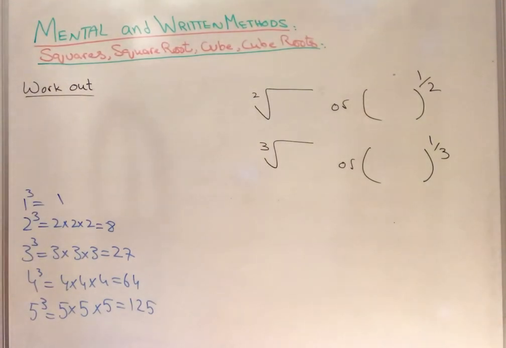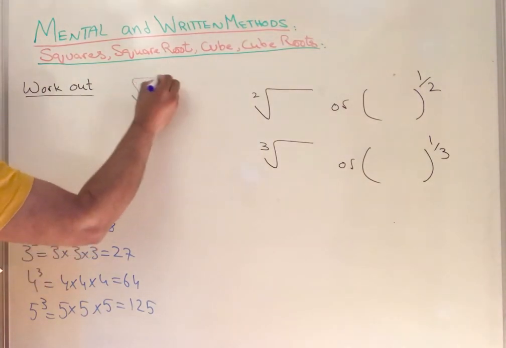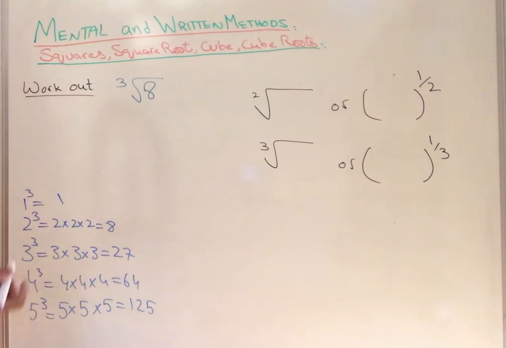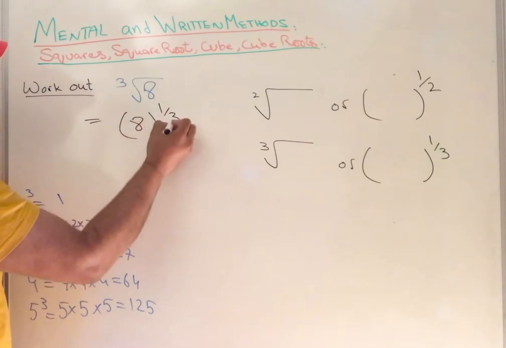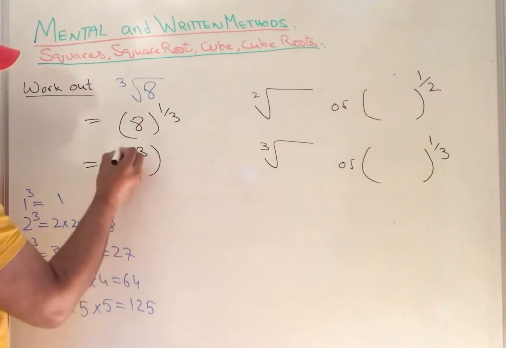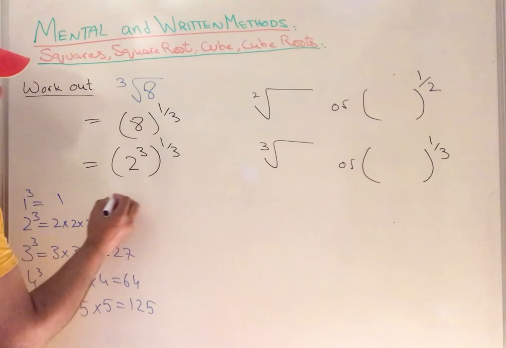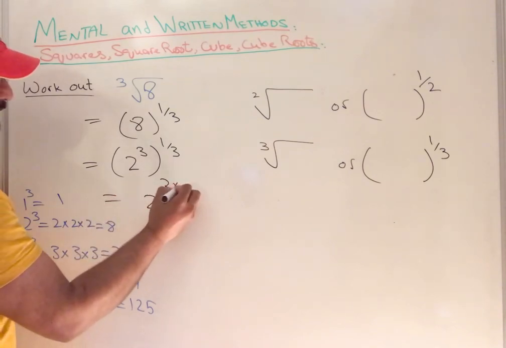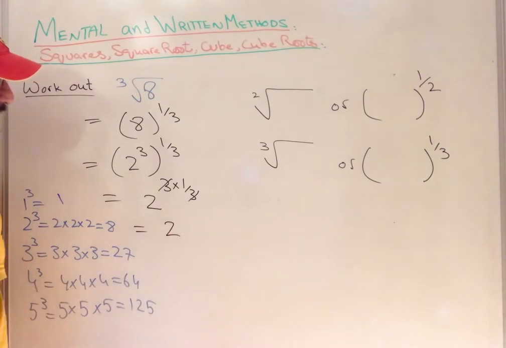If we are using the cube root of 8, what does it mean? You can write it as a power. So 8 means 2 cubed, and then the powers will multiply. So you can say 2 to the power of 3 times 1 third, so that becomes only 2 as the answer. So that's how we can work it out.